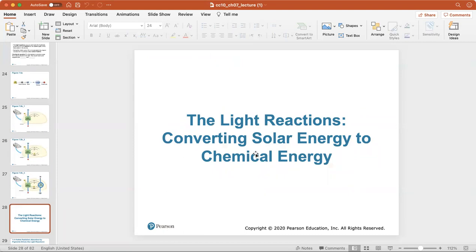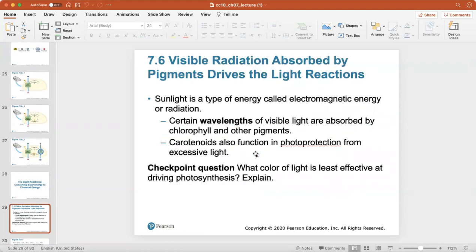So the light reactions convert solar energy to chemical energy. Sunlight is a type of energy called electromagnetic energy or radiation, and certain wavelengths of visible light are absorbed by chlorophyll and other pigments. Carotenoids also function in photoprotection from excessive light.